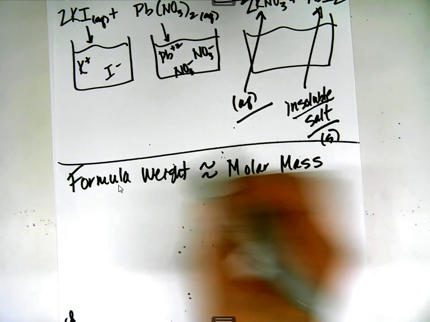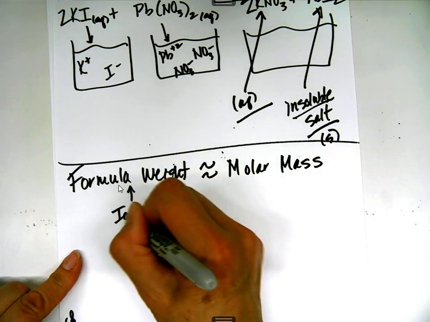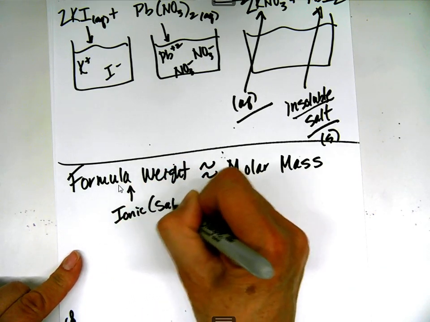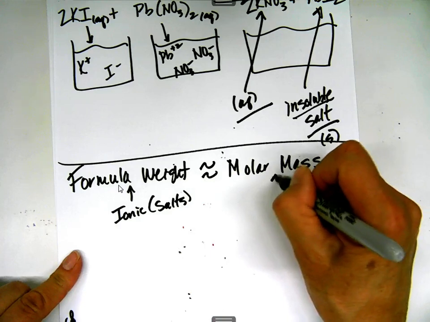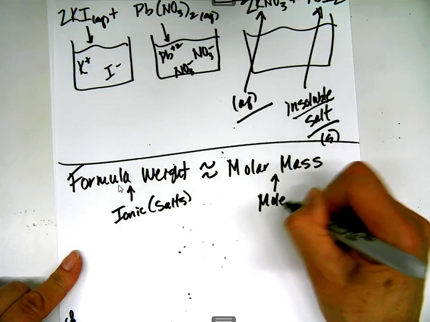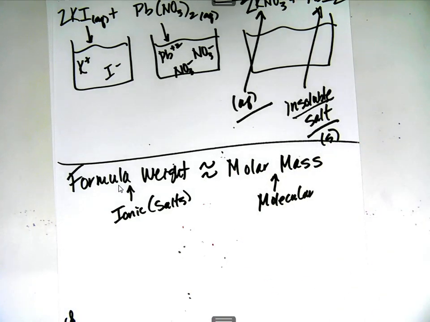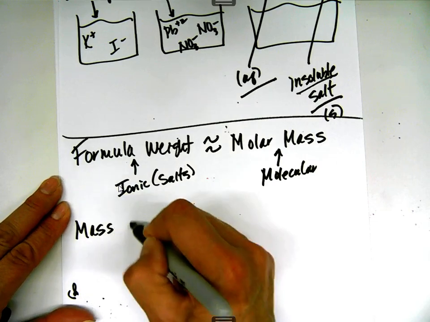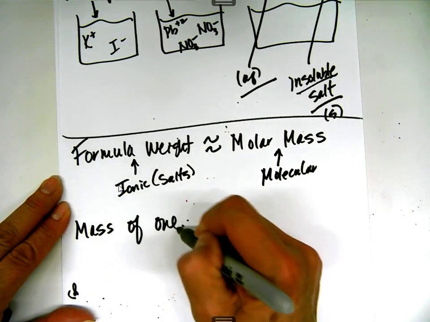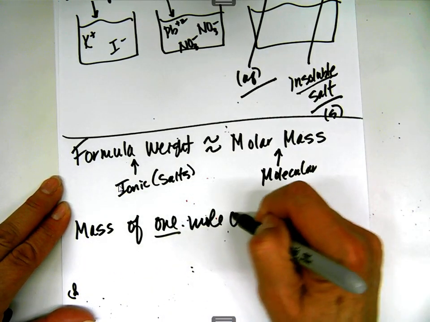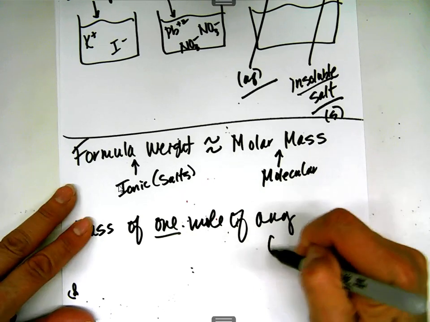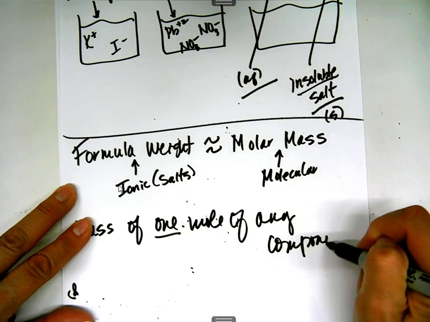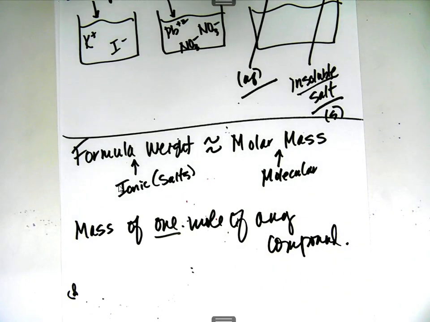Formula weight generally refers to ionic substances, right? Salts. Molar mass generally refers to molecular or covalent substances. And what formula weight or molar mass is, it's the same definition. It's the mass of 1 mole of any compound. That compound can be ionic, called the formula weight. That compound can be molecular, molar mass.